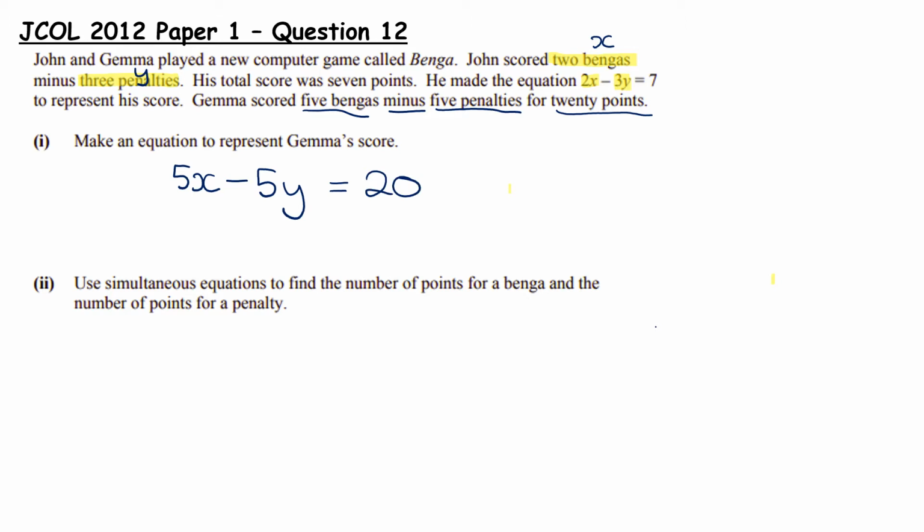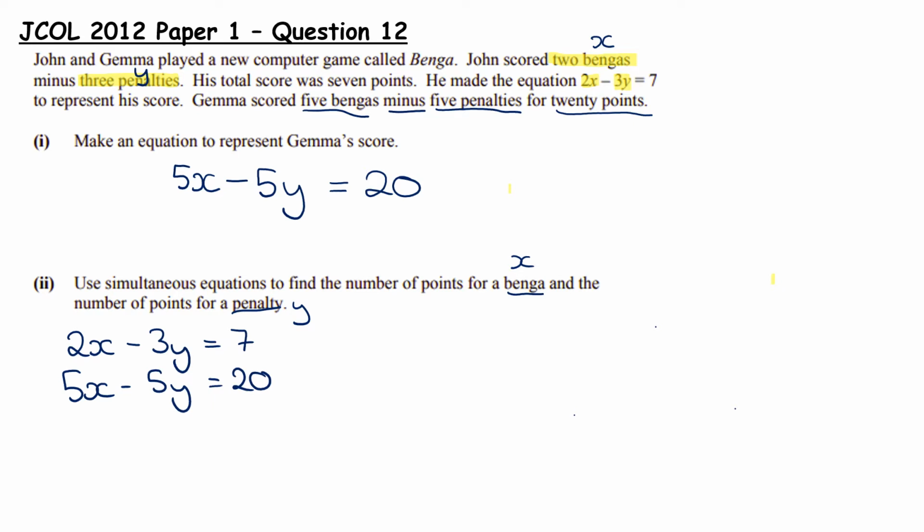So use simultaneous equations to find the number of points for a Benga and a number of points for a penalty. So remember, we're looking for x and we're looking for y. We have 2 equations. The first equation we were given in the question, 2x minus 3y equals 7. The second equation, 5x minus 5y equals 20. Now we want to work on these and try solve for x and solve for y.